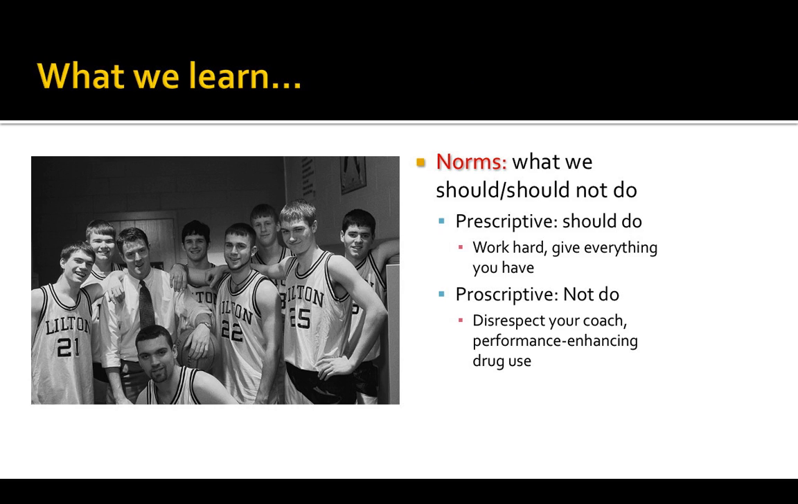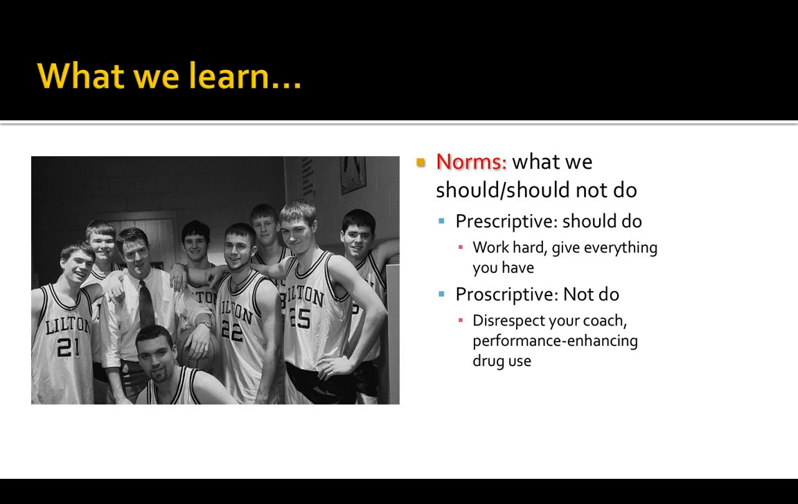Norms, I've talked about that before. Norms are what we should or should not do in certain situations. There's a lot of different ways to evaluate and understand and categorize norms. You have folkways, mores, and laws, or what we have here that we'll talk about are prescriptive and proscriptive.